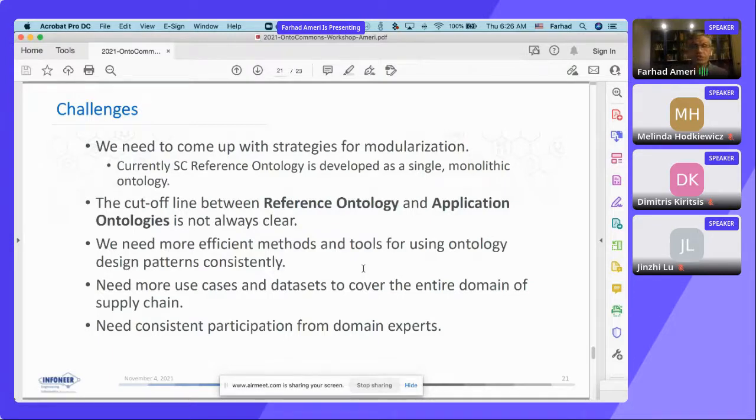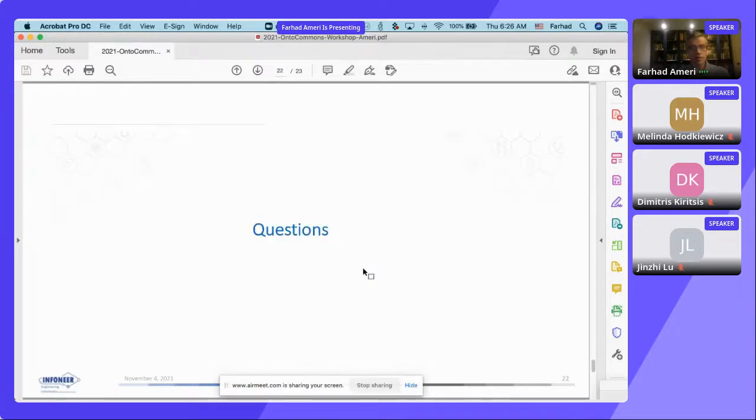We need more efficient ways to use tools for ontology design patterns, where we have not been very successful. We need more use cases and data sets to cover the entire domain, and also more participation from domain experts. So if you're an expert in supply chain, we invite you to attend our meetings and help us. And with that, I conclude my presentation.